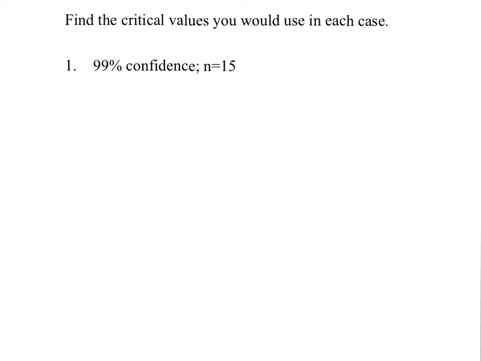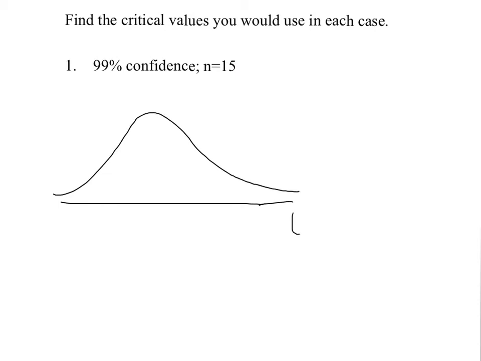So find the critical value for a 99% confidence interval where n is 15. Since sigma is unknown, we know that we're going to be looking at a bell-shaped distribution that is the T distribution. So here's all the T-scores. And the confidence level is 0.99, so we're looking at the middle 99% of the data.